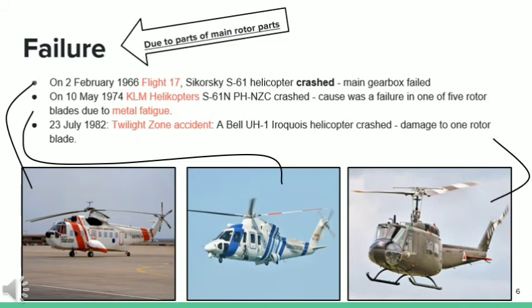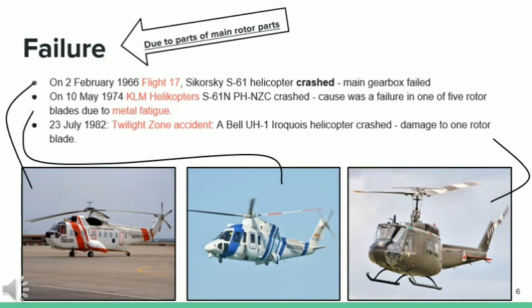Second, on 10th May 1974, S-61N PH-NZC crashed en route to an oil rig in the North Sea, and the probable cause was a failure in one of the five rotor blades due to metal fatigue.